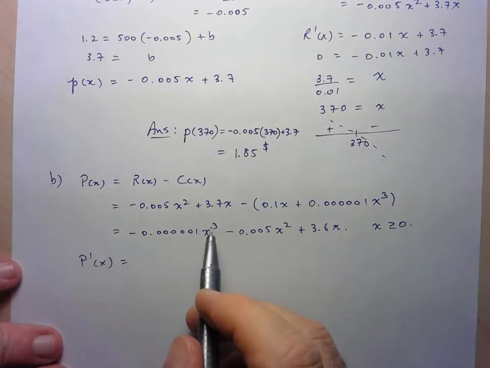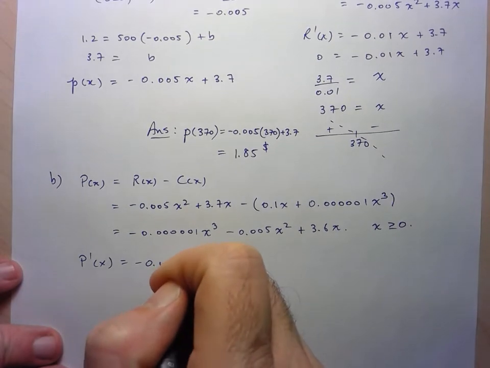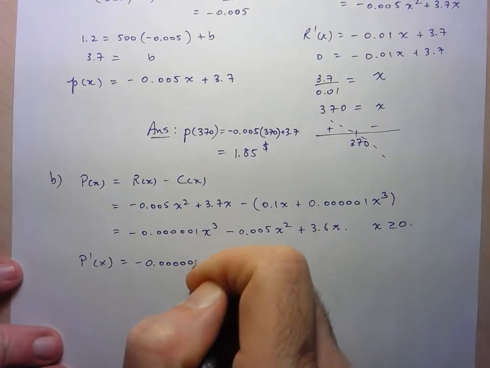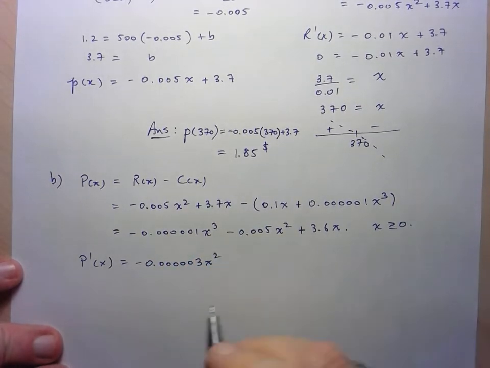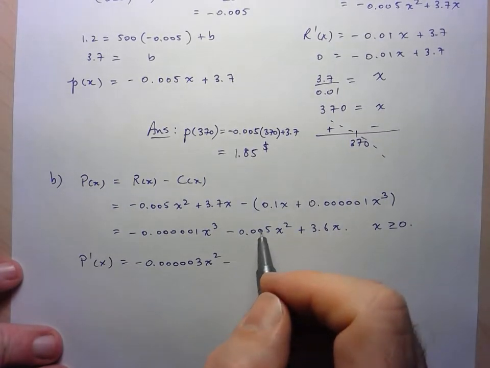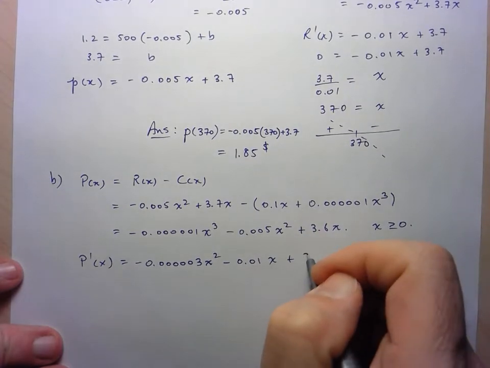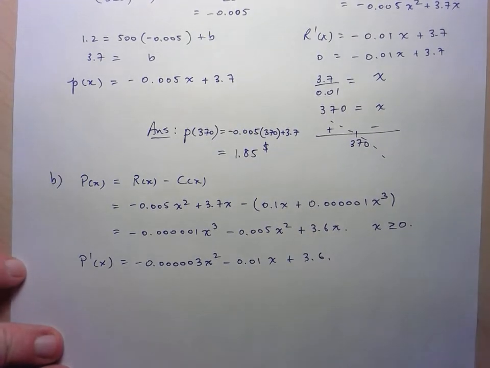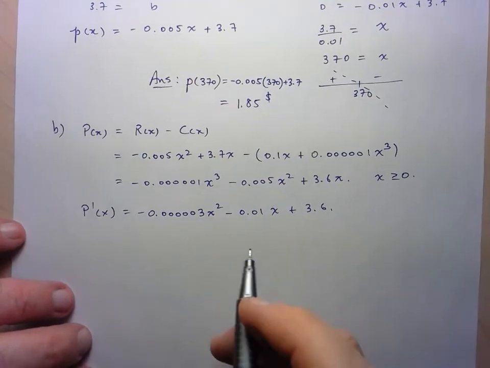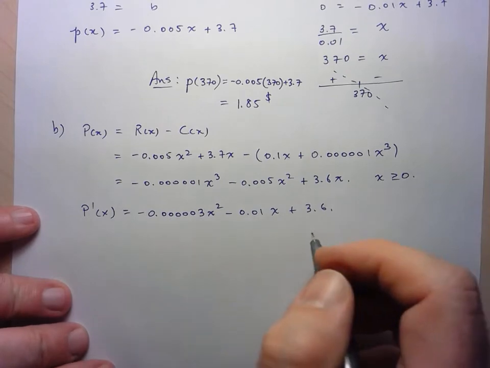Okay, so this is going to be 3x squared. So this number here is just going to be multiplied by 3. 1, 2, 3, 4, 5 x squared. And then here minus, that's just going to be multiplied by 2. So that's going to be 0.01 x plus 3.6. Okay, so clearly we're not even going to try factoring this thing here. So we're going to put it into the quadratic formula.